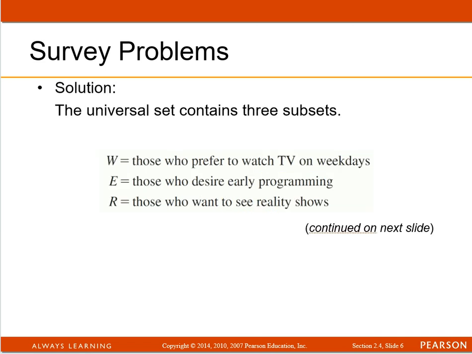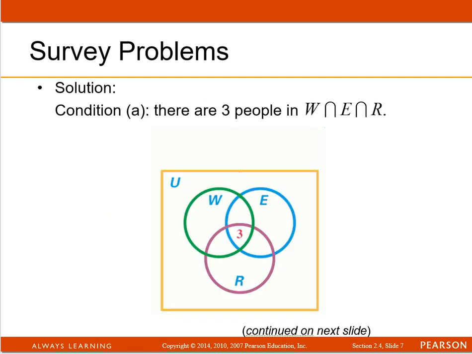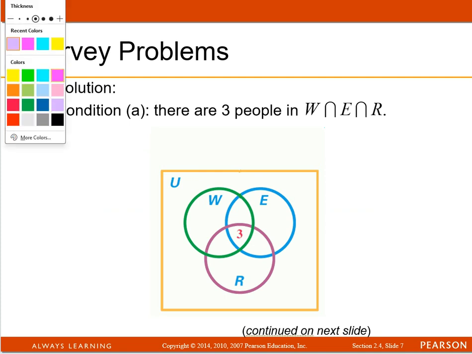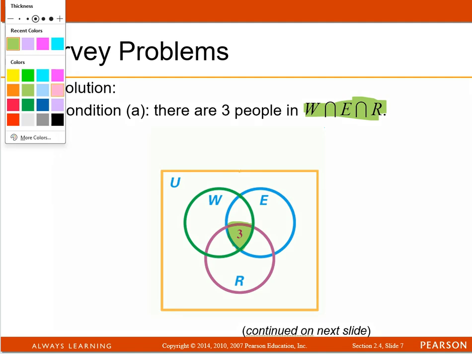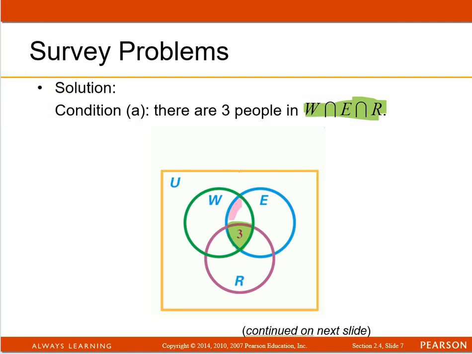All right. So they have identified the 3 circles, and they're going to label them W for weekdays, E for early, and R for reality shows. And then they picked out part A first, and that's where the 3 people go. Where all 3 circles intersect is right here in the center. And there's your 3. Now, the next thing you should go for are the Pope hat sections.